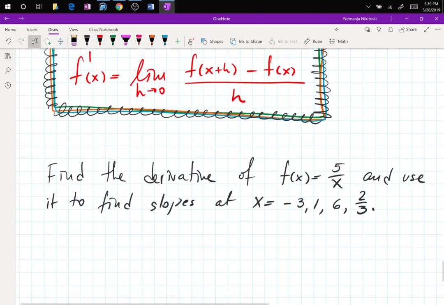You had this problem for homework in terms of a limit. All you need to do now is to get that answer again, and then plug each one of these values one at a time to calculate associated slopes.